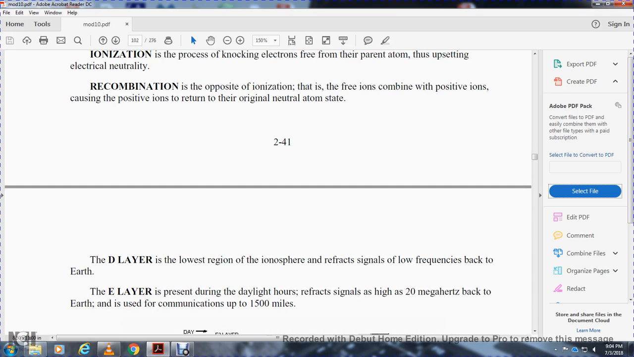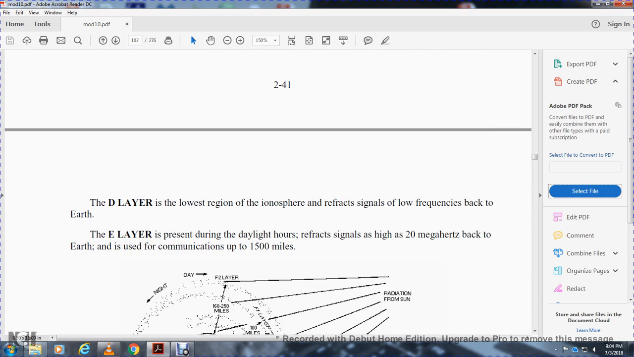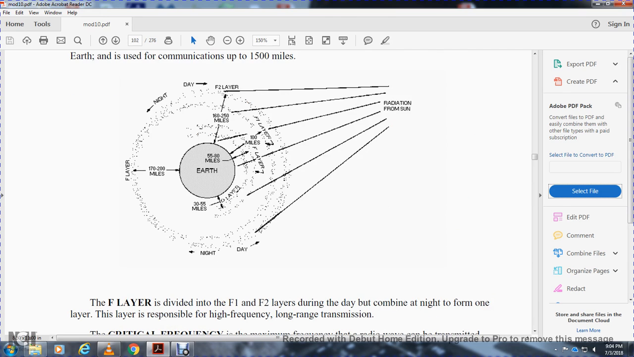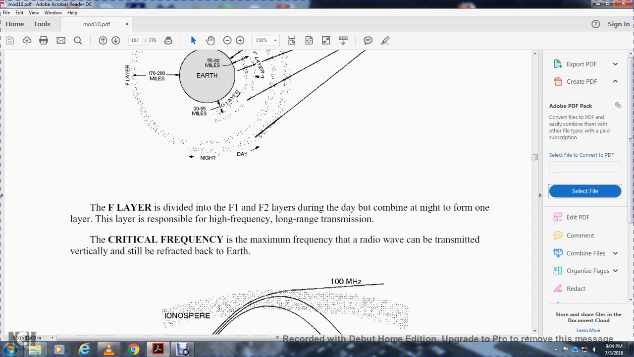The D layer, the lowest region of the atmosphere, refracts low frequency signals back to the Earth. The E layer, present during daylight hours, refracts signals of 20 megahertz or less back to the Earth, with communication up to 1,500 miles. The F layer is divided into F1 and F2 during the day and combines at night to form one layer. The F layers are responsible for high frequency, long range transmission.